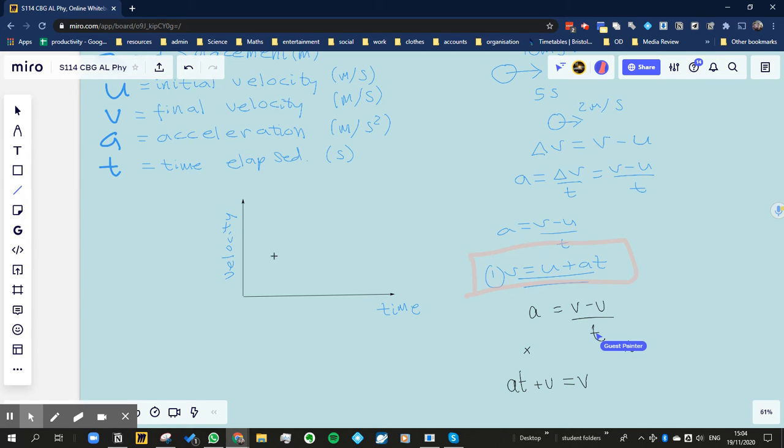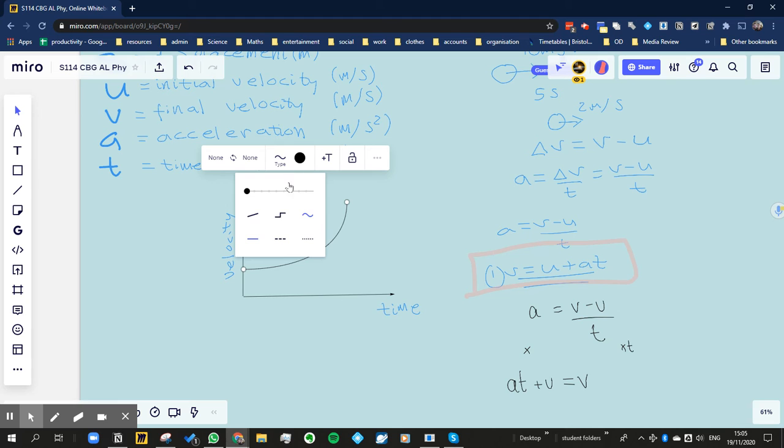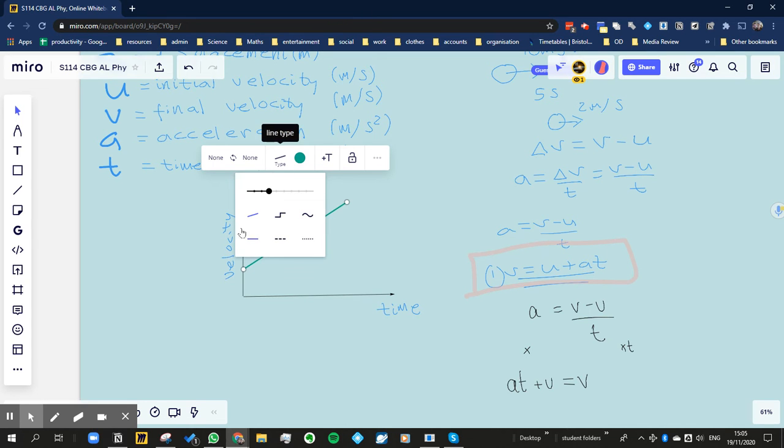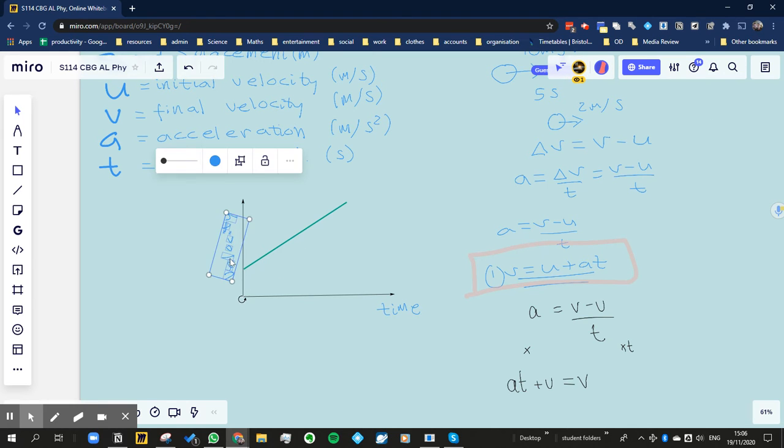Now, what we're going to do next is take this graph and imagine this velocity time graph was describing something starting at an initial velocity u and then speeding up to a final velocity v. How would that be represented on the graph? Let me change the type of line, and we'll change the color as well. So basically, it would look something like that, where we have a starting velocity of u and a final velocity of v.